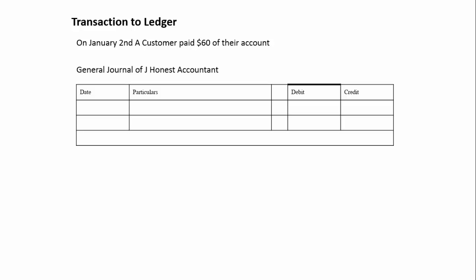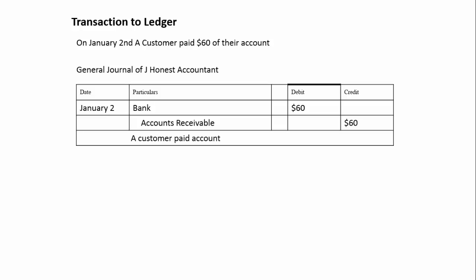On the 2nd of January, a customer paid $60 of their account. That means they paid us $60 off. They didn't pay all of the money they owed us, they paid part of the money. And on the secondary, well, we don't need to know that yet. We just need to record the fact that $60 has gone into the bank, and $60 has been credited or come off accounts receivable. And so let's see how that looks in the bank. Oh, and of course the narration, customer paid account.